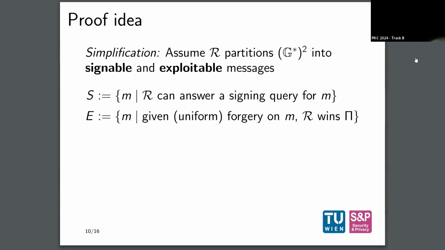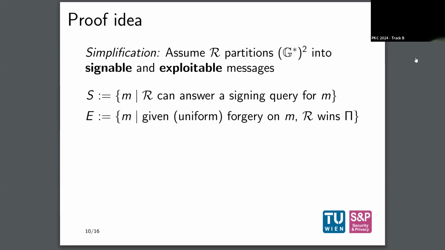And I'm trying to give you a quick overview of what the proof idea is. And for that, sadly, we have to make some radical simplifications. So for the sake of today, let's assume that the reduction partitions the message space into two classes. One of them is the set of signable messages. So that is all the messages for which, when we run the reduction and ask for a signing query, it can answer with a valid signature.